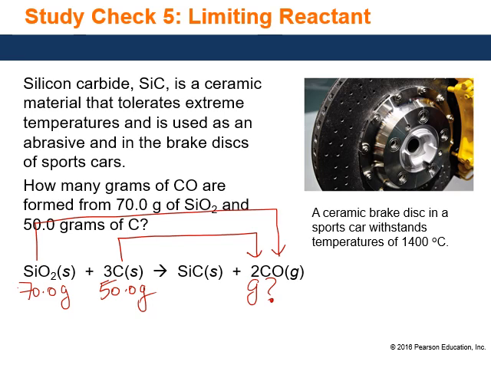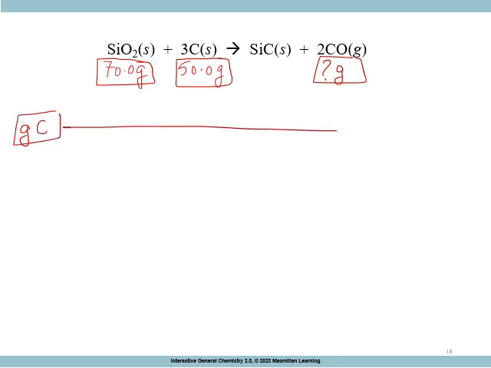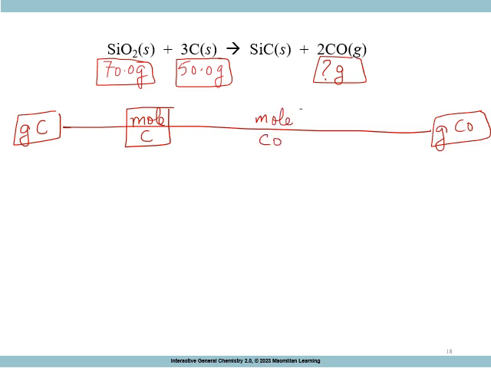Let's try that out. If I want to go from grams of SiO2, or let's start with carbon, from grams of carbon to grams of carbon monoxide, what I need in the middle is I have to convert grams of carbon to moles of carbon. Then I need to convert moles of carbon to moles of carbon monoxide, and then I can convert moles of carbon monoxide to grams.